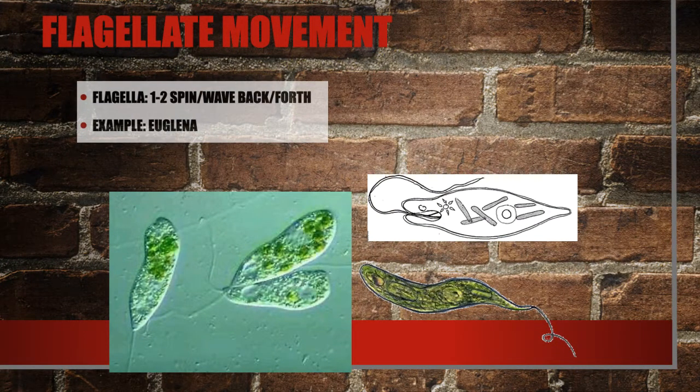Now the flagellates. Flagellate stands basically for whip, and these are things that have one or more whip-like tails, and that's how they move back and forth. Okay. So the little tail spins around, and our example is the euglena. It's a very strange creature. Note what color it is. How do you think it gets its food?